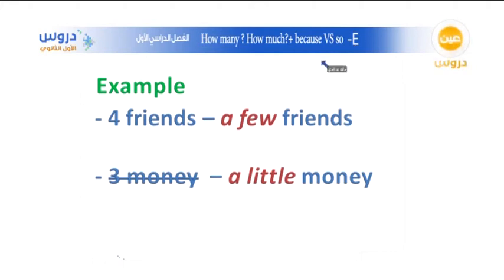So these are some examples of how to use a few with countable nouns such as friends, a few friends, 4 friends, a few friends. Whereas little with an uncountable noun such as money, if you would like to express the meaning of not much or not having a big number of something. A little money.